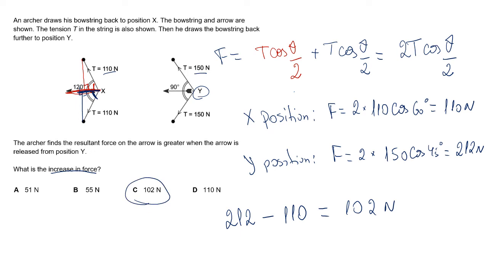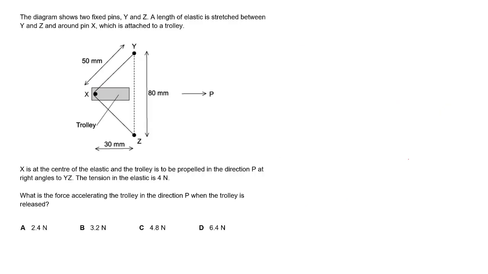Let's move to the second question. In the second question, the diagram shows two fixed pins Y and Z. A length of elastic is stretched between Y and Z and around pin X, which is attached to the trolley. X is at the center of the elastic and the trolley is to be propelled in the direction P at right angles to YZ. The tension in the elastic is 4 Newton. What's the force accelerating the trolley in the direction P when the trolley is released?